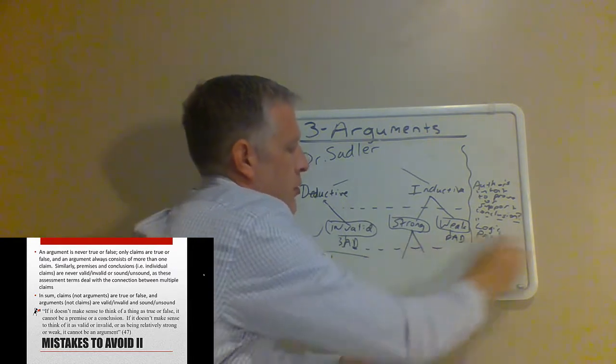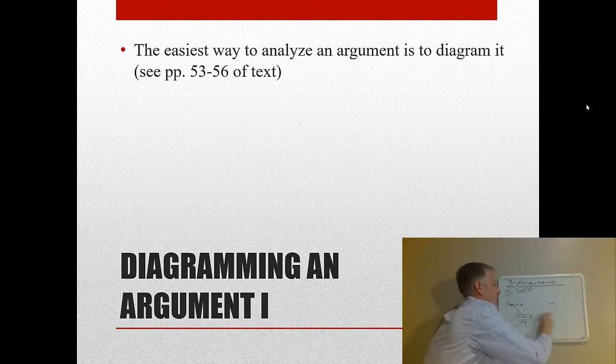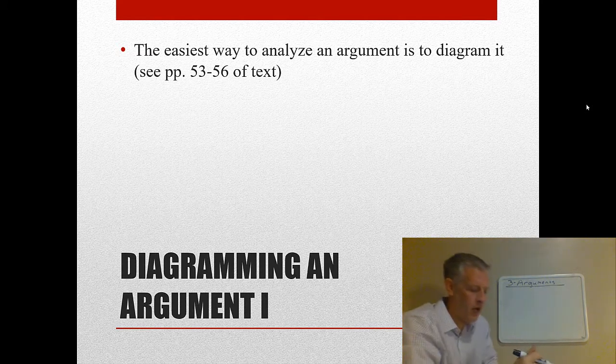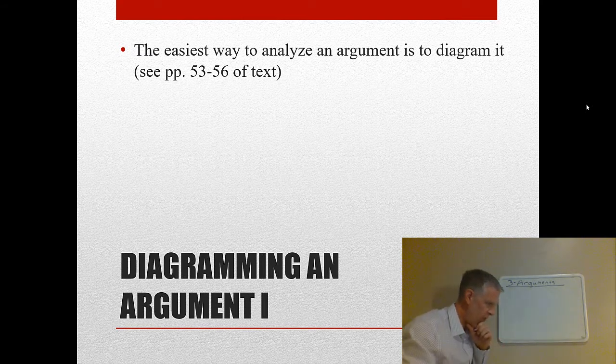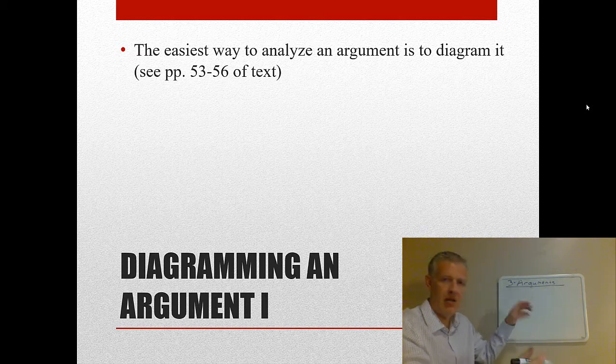So we want to move on to diagramming arguments. It's actually a pretty straightforward, simple process. I think it can get a little tricky. Some of our exercises can get a little more tricky when it's convoluted language and so on. But the underlying conventions that we use are, I think, pretty easy to grasp. And it does help to diagram these arguments. The authors go through it on pages 53 to 56 of the text. So you get a bunch of stuff spewed out.